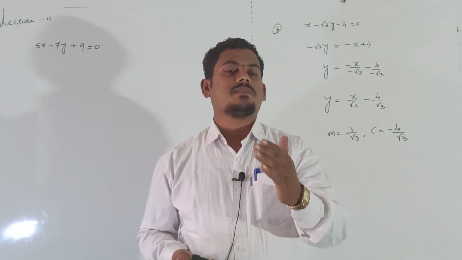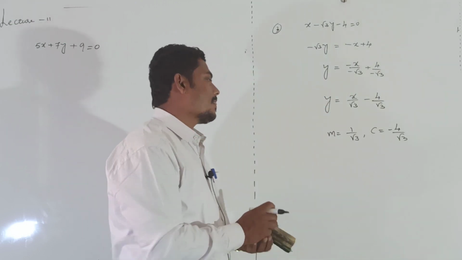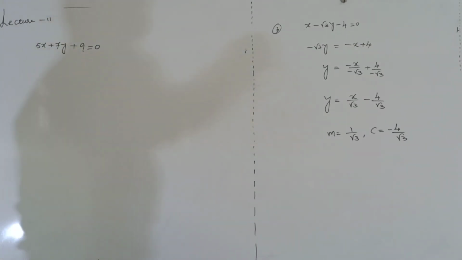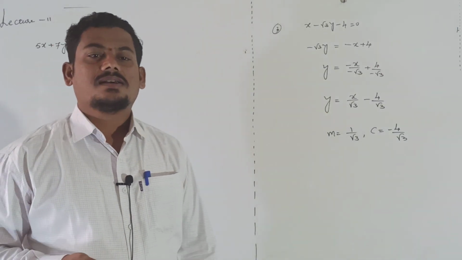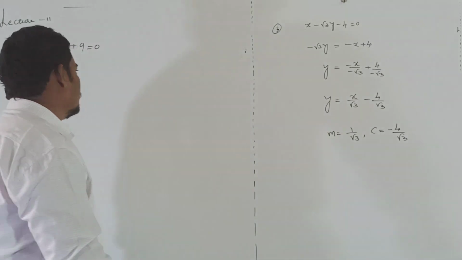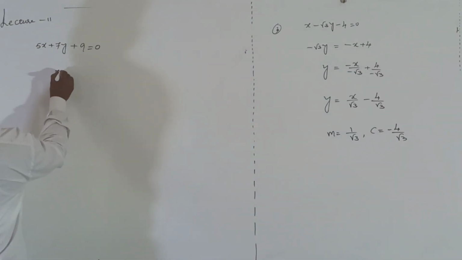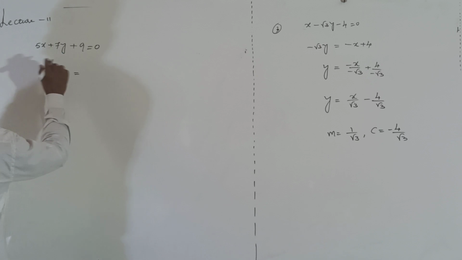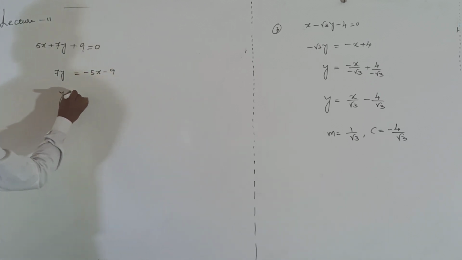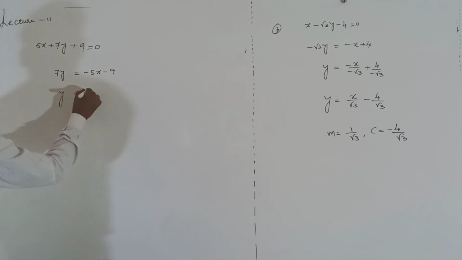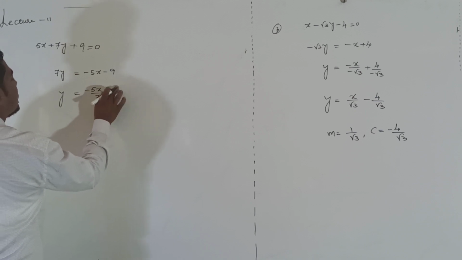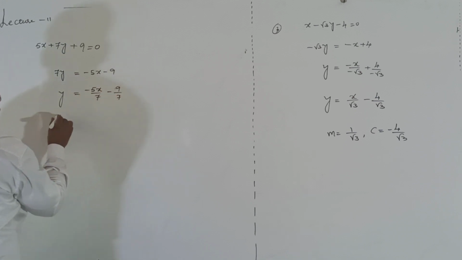Find m and c means m means slope, c means y intercept, right? First convert this line into slope intercept form, means in the form of y equal to mx plus c, right? Write the given equation of the straight line in the form of y equal to mx plus c. Keep y term as it is. That's equal to minus 5x minus 9, right? After that y is equal to, just dividing with 7, minus 5x divided by 7 minus 9 divided by 7.